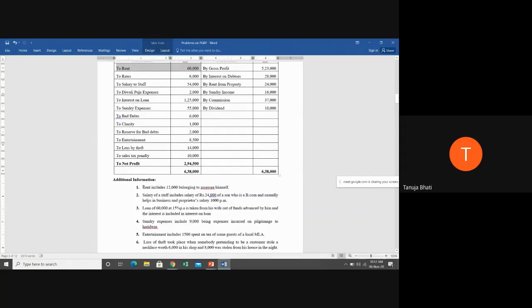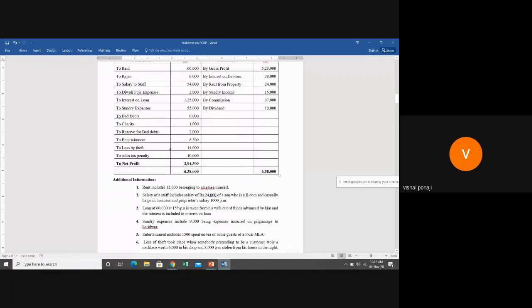Yes, the first information is rent includes 12,000 belonging to SSE himself. That means out of 60,000 rent, 12,000 is belonging to the SSE himself, meaning for his personal use, or maybe for his personal premises, for his house. So out of 60,000, 12,000 is for his personal use. So can you all tell me, students, how much is allowed and how much is disallowed?